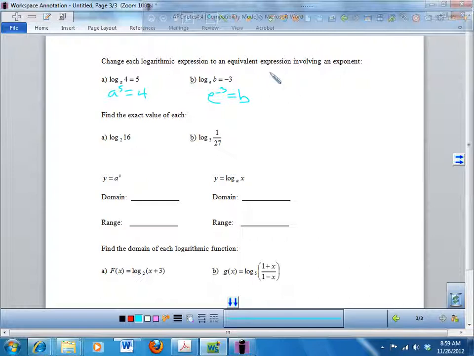I could have also written this again as natural log of b equals negative 3, and it's understood that there's an e there. So to find the exact value of something, you pretend that there's like a y over here. So 2 to the y equals 16. 2 to what power equals 16? 4, right? So y equals 4. You guys understand?